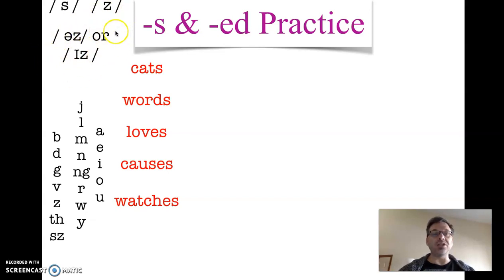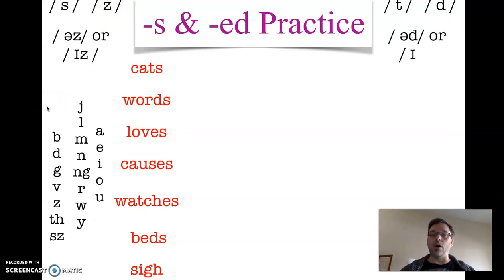Watches. Beds. And I forgot my S on this one, so imagine there's an S there on the end. Size. Okay. Let's go over to our ed suffix: t, d, or ud, id, and our letter and sound representations.